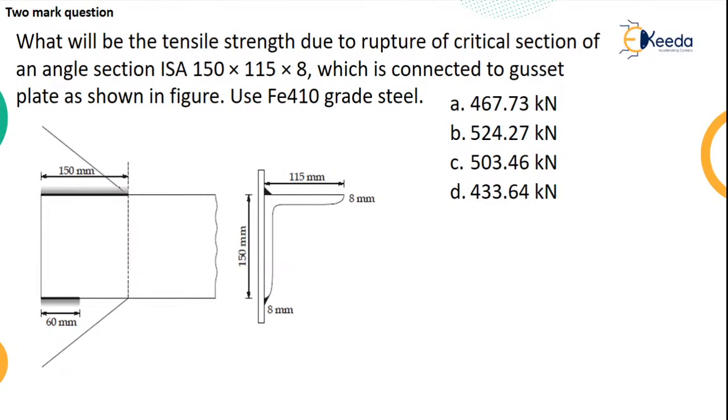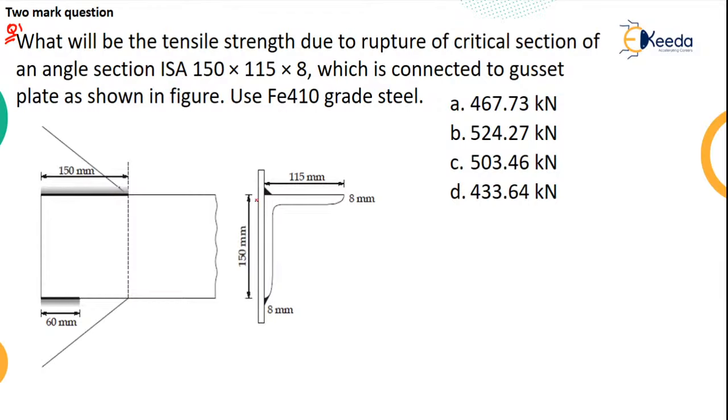So, the first question in the 2 marks section, question number 1 in the 2 marks. What will be the tensile strength due to rupture of critical section of an angle section? So, there is an angle section ISA 150 into 15 into 8 as shown in this particular figure.